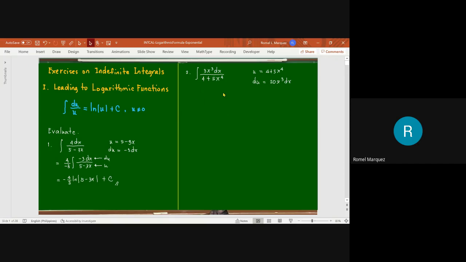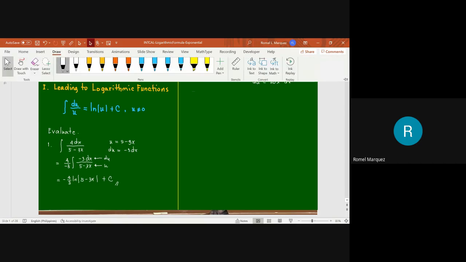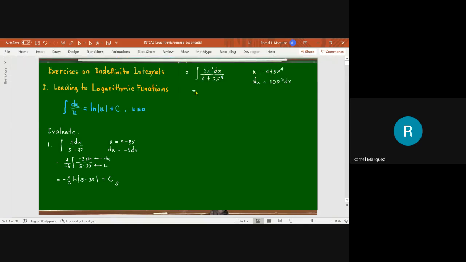So let's check if the numerator is correct as du of the denominator. So this integral is read as integral of not du over u. Again, not du over u. So it means we cannot apply the integral of du over u, which is equal to ln of absolute value of u plus c. So let's correct the numerator. So we're going to put the 3 out.